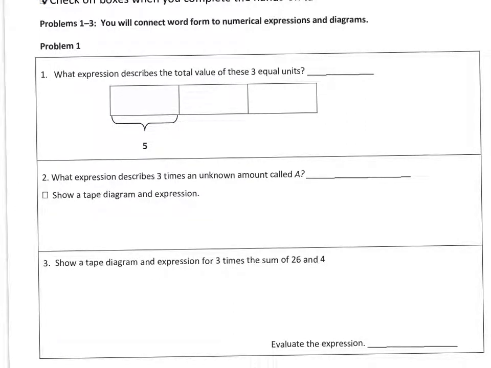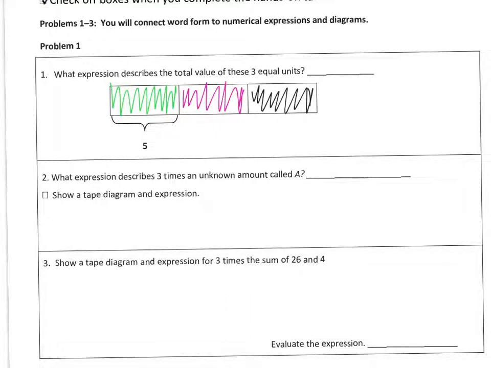So we're going to be doing some more work with multiplication. So check out this tape diagram that we've got right here. What we're being asked is what expression, what math problem, describes the total value of these three equal units. So in this case, each of these is 5. So this one's 5, this one's worth 5, and this one's worth 5.